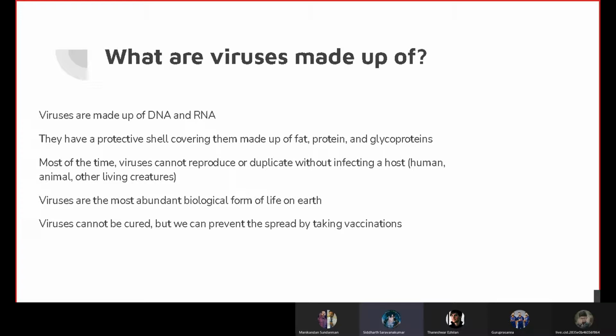Although you can't see them, there are millions of them around you, and the small ones won't do much damage. But the bigger, more dangerous ones will do a lot of things to you, and I will explain them in later slides. Viruses cannot be cured, but we can prevent their spread by taking vaccinations. That's what we're doing right now in the world. There's no real cure for COVID-19, but there's the vaccination to prevent it from spreading.